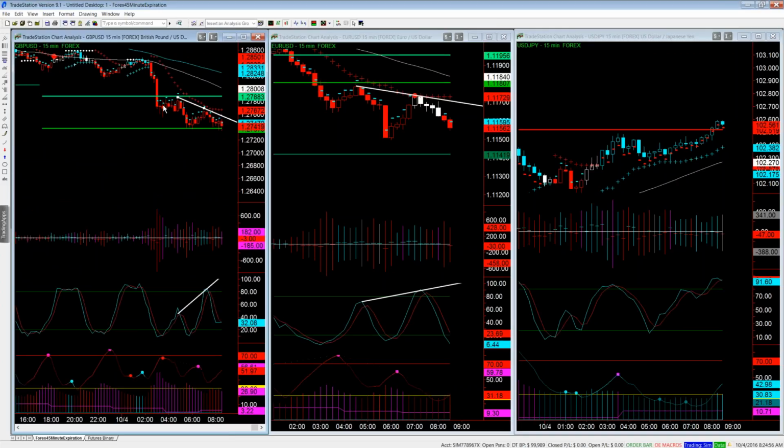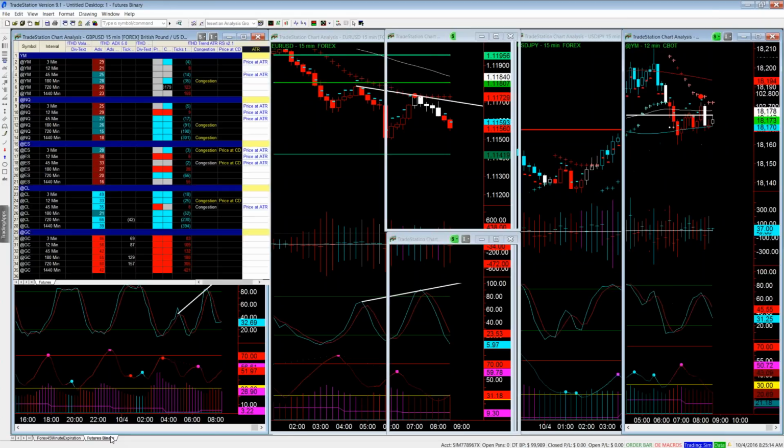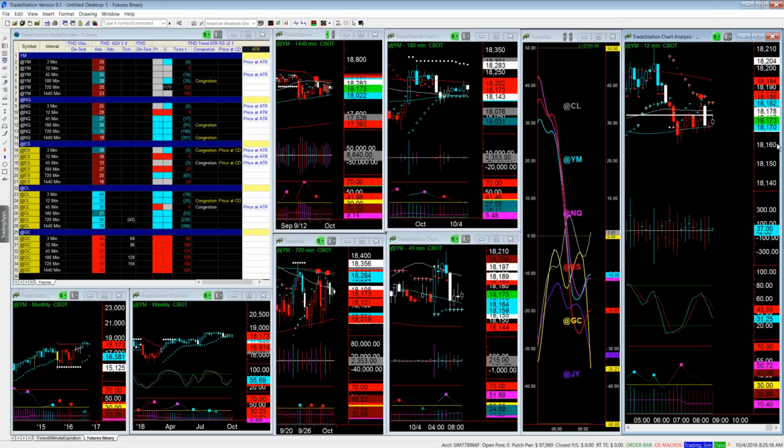And again, if you knew how to spot hidden divergence, this pretty much had the same setup over here on the British pound. You could be trading that one as well. Go back and look at this one.